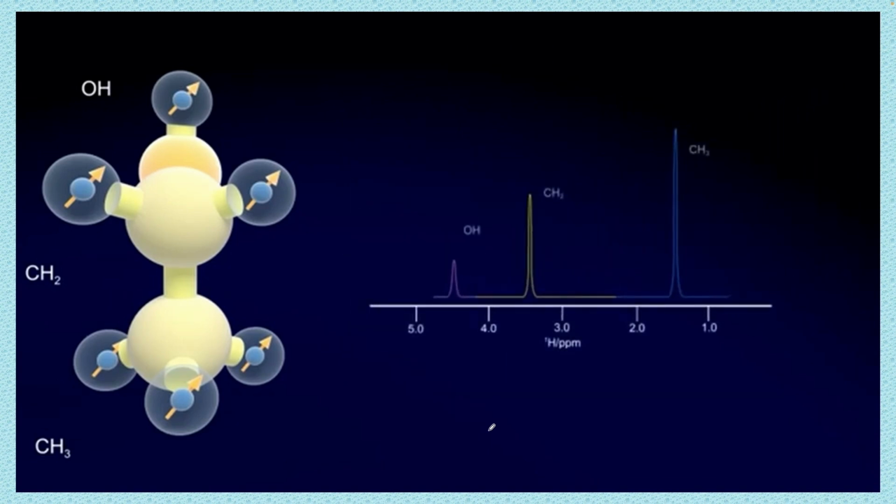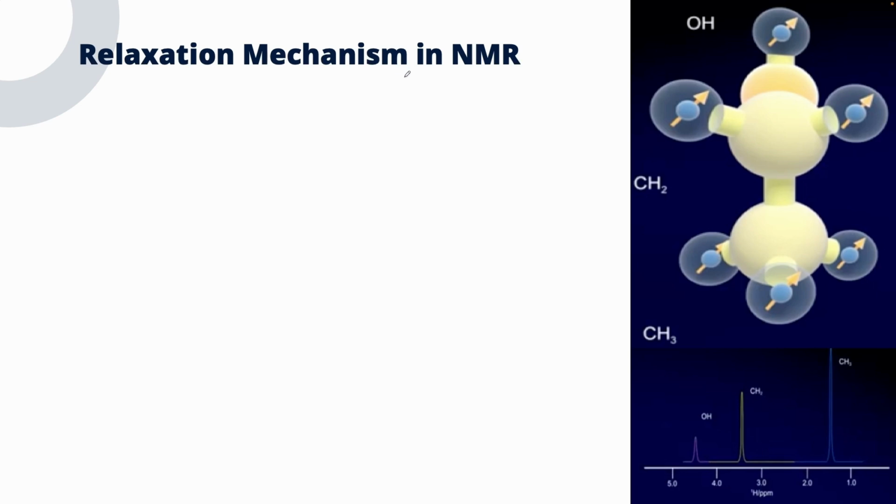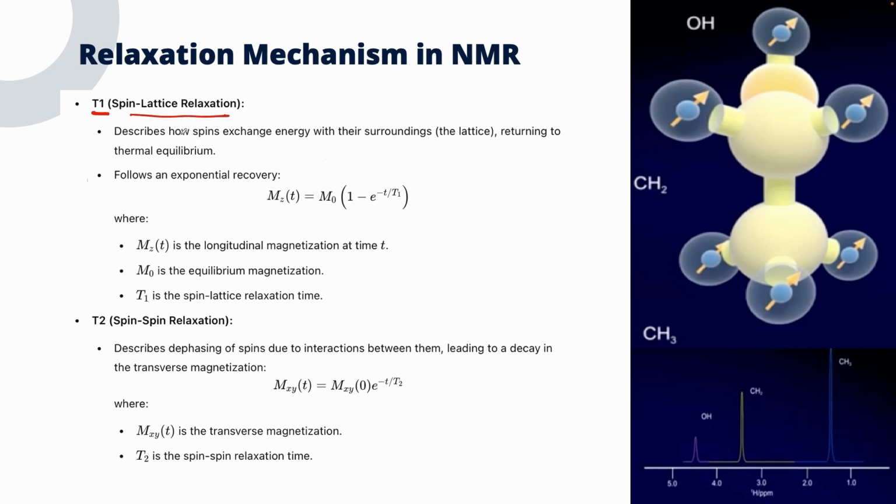at different chemical shifts. Now we are going to study relaxation mechanisms in NMR. It has T1 spin-lattice relaxation, which describes exponential recovery, where Mz(t) equals M0 times (1 minus e to the power minus t by T1), where Mz is the longitudinal magnetization at time t, M0 is the equilibrium magnetization, and T1 is the spin-lattice relaxation time.